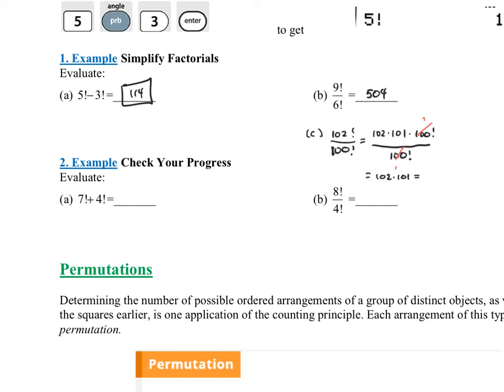Continue with example 2, plugging these directly into your calculator. 7 factorial plus 4 factorial in my calculator. Again, I'm hitting that PRB, scrolling down or hitting the number 3, and then enter with the factorial symbol. I'm getting a total of 5,064. When I put 8 factorial over 4 factorial, I could expand this out, but these are small enough numbers to just straight put it into my calculator. I'm getting 1,680.